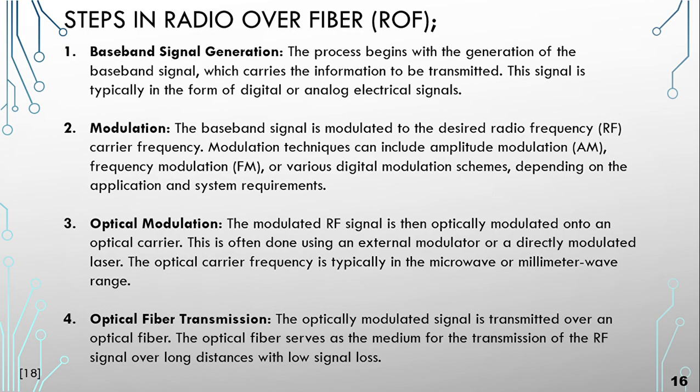Then we can look at the steps in radio over fiber technology. The first step is baseband signal generation. The process begins with the generation of a baseband signal which carries the information to be transmitted. The signal is typically in the form of digital or analog electric signals. Second step is the modulation, in which the baseband is modulated to the desired radio frequency or carrier frequency.